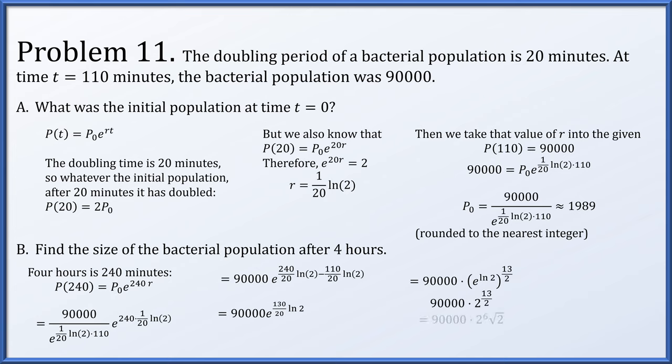Now 2 to the 13 over 2 is 2 to the 12th over 2 times 2 to the 1 over 2. And 2 to the 12 over 2 is just 2 to the 6. So we have 90,000 times 2 to the 6 times root 2. Here's a nice exact answer. 2 to the 6 times 90,000 is 5.76 million times square root of 2. And at this point, we can introduce some rounding error. It's about 8.14 million.